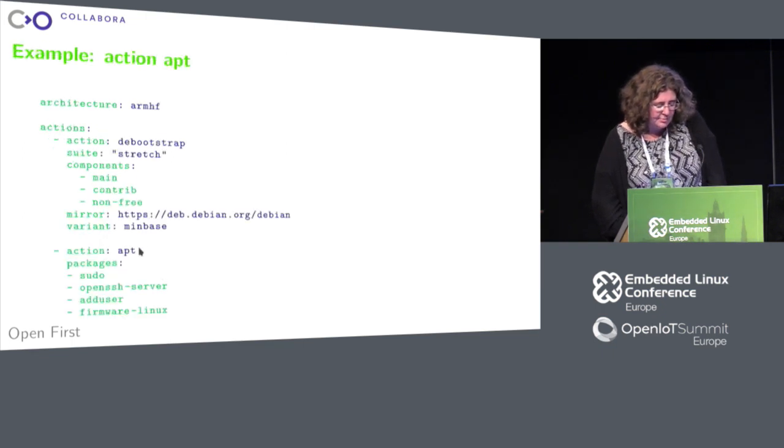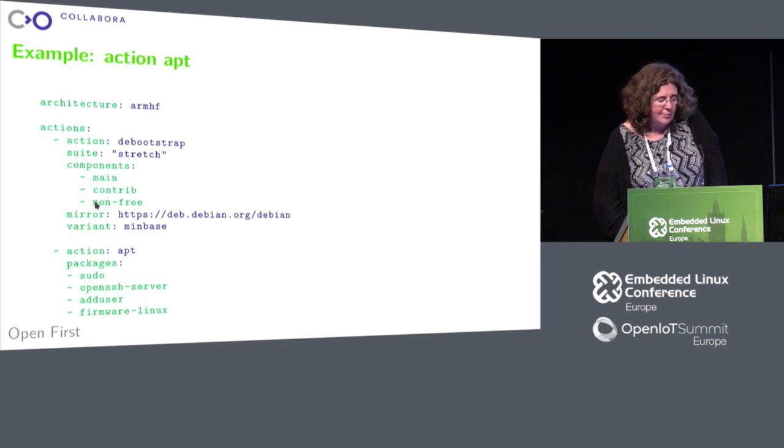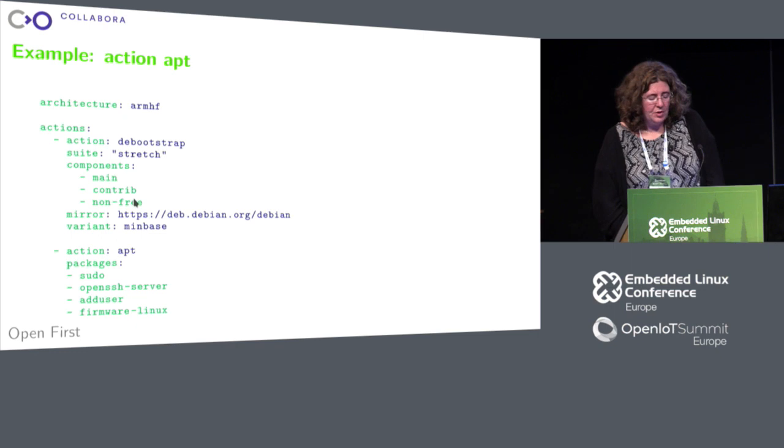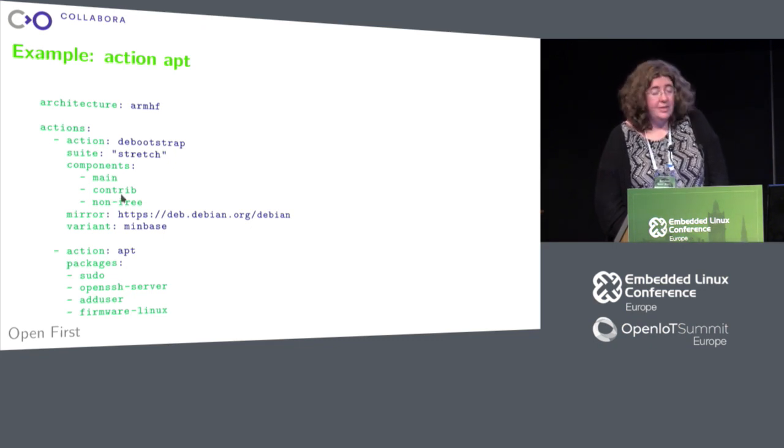So here in the example, I have done something different from the example at the beginning. As components, I put main, contrib, and non-free. I put non-free because I want to install Linux firmware, which is not available in the main repository of Debian, because what Debian actually is, is Debian main. Everything else, contrib and non-free, are two extra components that are there for people's convenience, but they are not part of what is Debian proper. So often we want to install firmware, so we need to add non-free to have it available to apt.